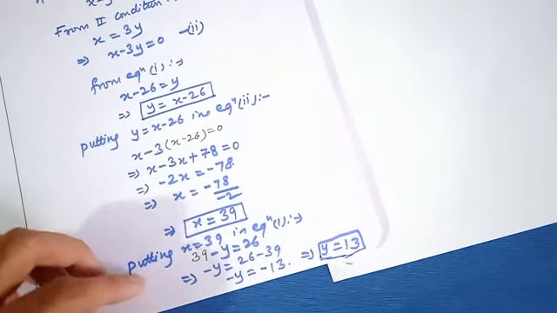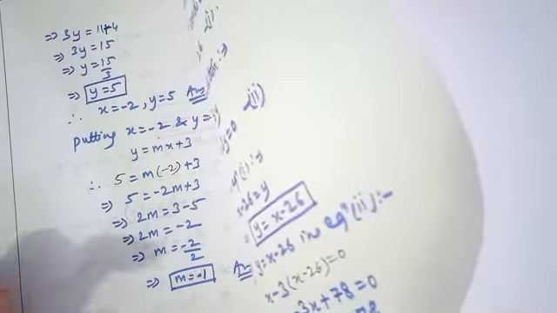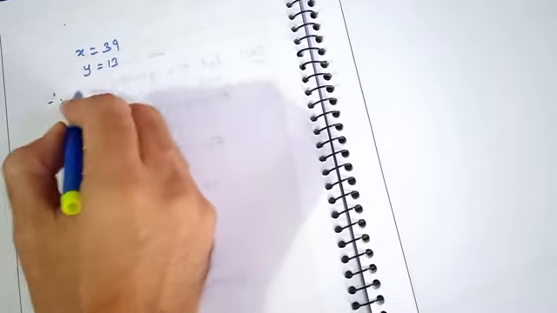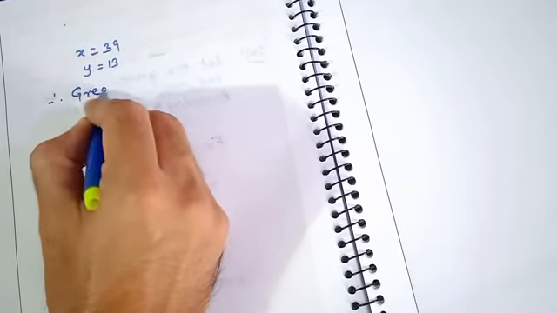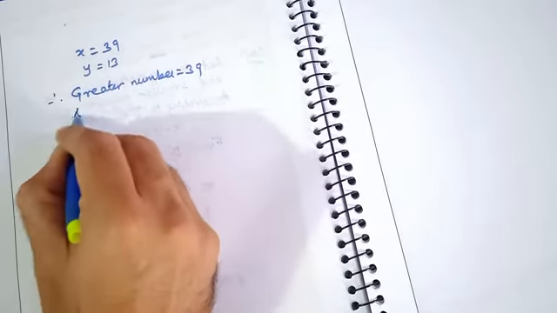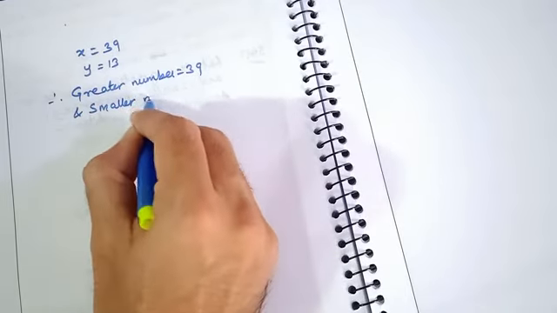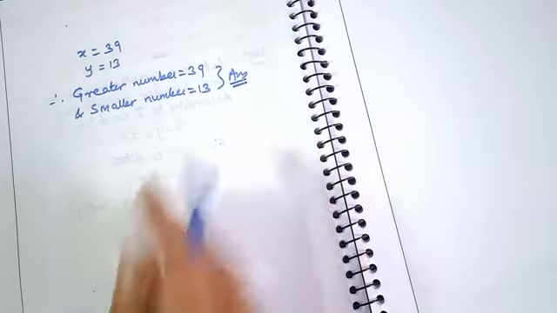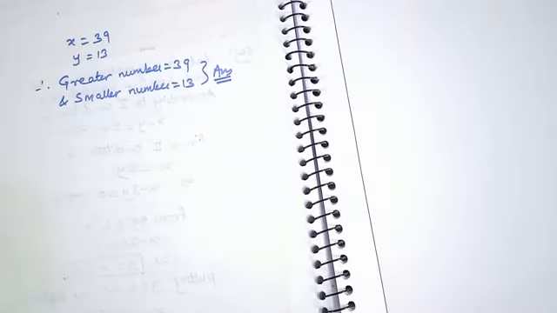How much y did we get? 13. So this means we are getting x as 39 and y as 13. Therefore x was our greater number, so the greater number is 39 and the smaller number is 13, and these two values are your required answer.